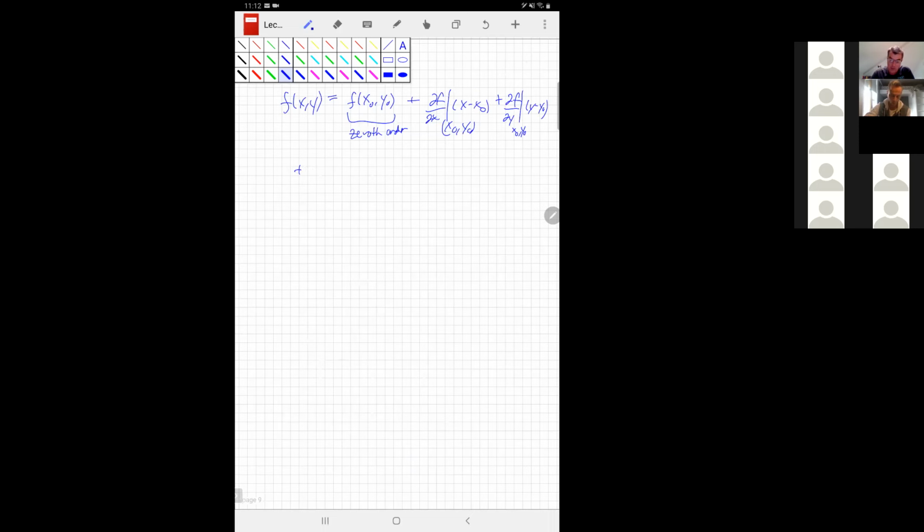Then when we get to second order, at first it still doesn't look surprising, because we would get 1 over 2 factorial, second derivative with respect to x, evaluated at x naught, y naught, x minus x naught squared, plus 1 over 2 factorial, second derivative with respect to y, still doesn't look any different. But here's where it gets different. We have another second derivative: the cross partial second derivative.